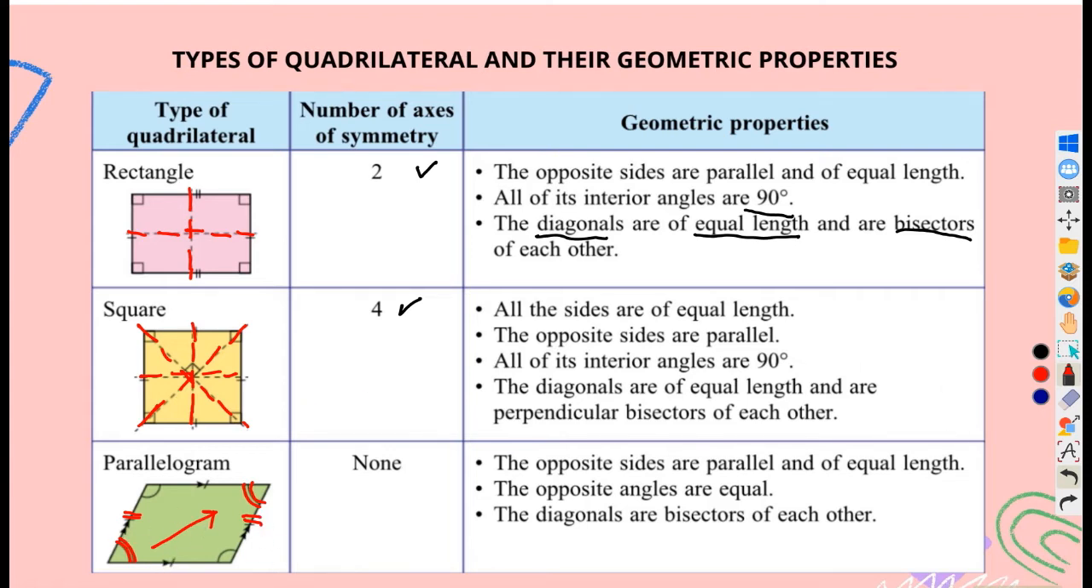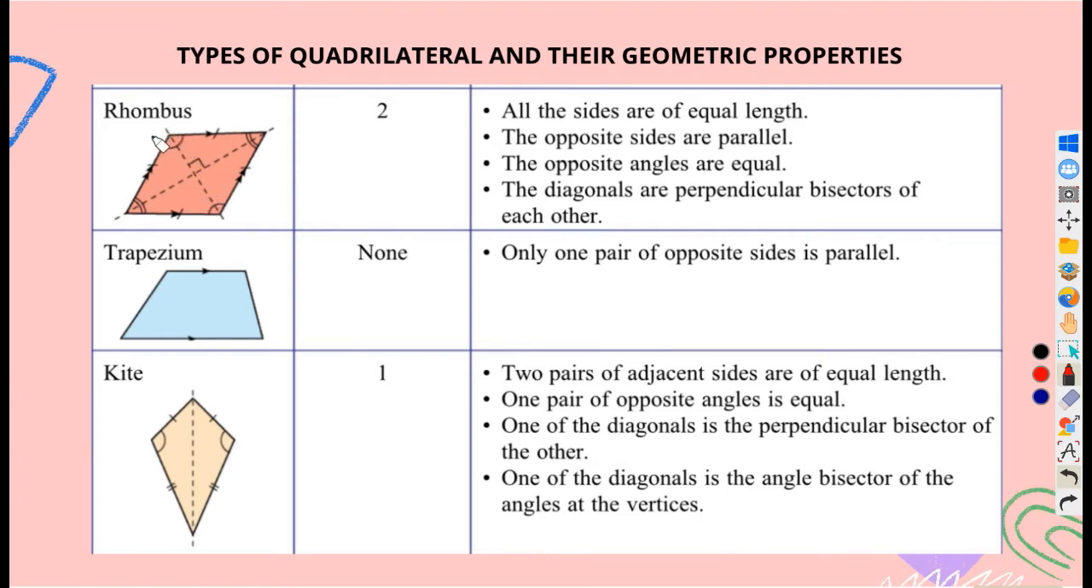Next, the fourth one is the rhombus. The number of axes of symmetry here is 2, as you can see: 1, 2. You must remember, the parallelogram has no axis of symmetry, but the rhombus has 2 axes of symmetry. All the sides are of equal length and the opposite sides are parallel. The opposite angles are equal. The diagonals are perpendicular bisectors of each other.